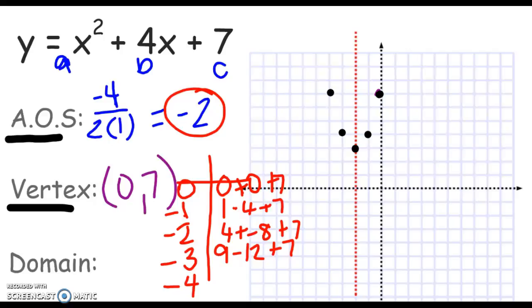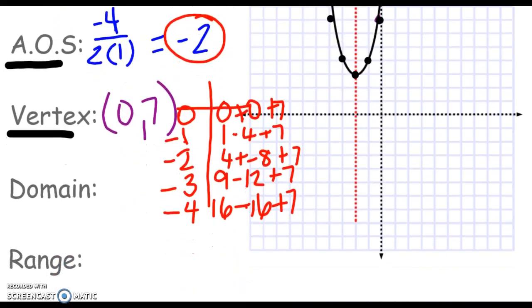And if I plug in my negative 4, that would be a 16 minus 16, which plus 7 does equal 7, because 16 minus 16 is 0, plus 7, which equals 7. So I can go ahead and graph my parabola from here because I now know that I have all of the information that I need. I've got my 5 points.